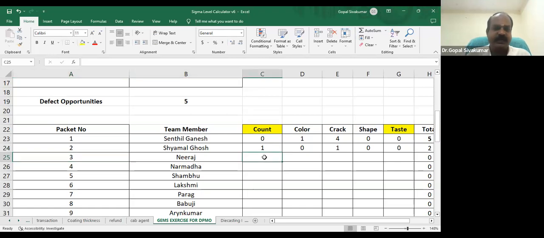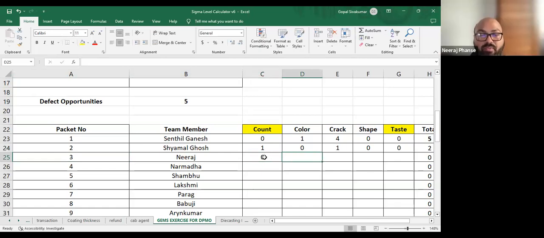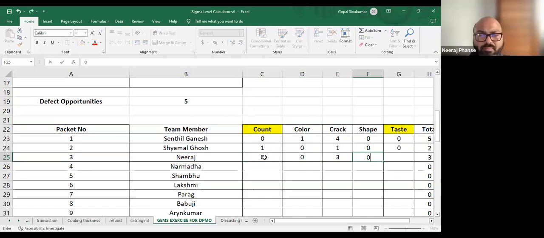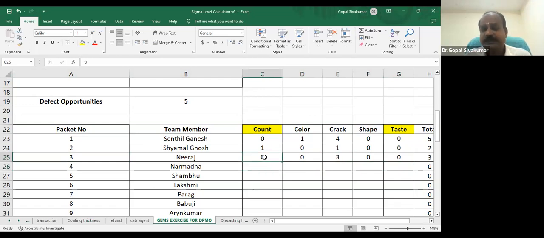Okay, Neeraj, can I have your data? Count wise, it has no defect. Color wise also it's okay. No defect. I have 3 cracked pieces. Shape wise okay, no defect. Taste wise no defect. I think people by now understood the procedure. Just give me these 5 numbers, you don't have to explain which is what. Just tell me like this, 00300, that's all.